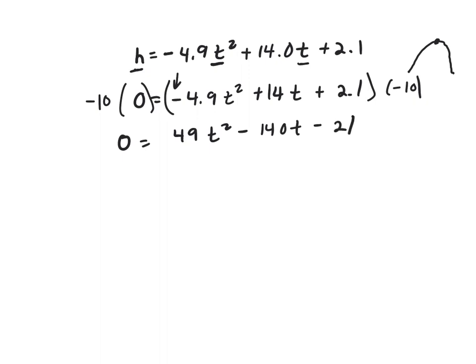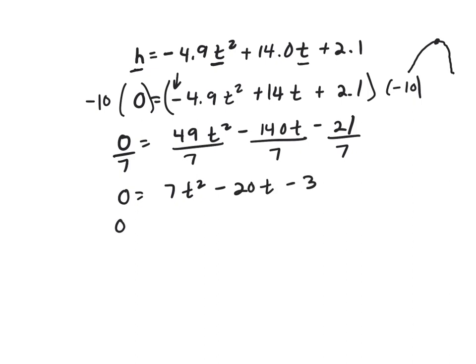And now what I'm going to do is I see a common factor of 7. So I'm going to divide every term by 7 on both sides. And that's 0 equals 7t squared minus 20t minus 3. And I believe that will factor. And that will give me a 7t plus 1 and a t minus 3.